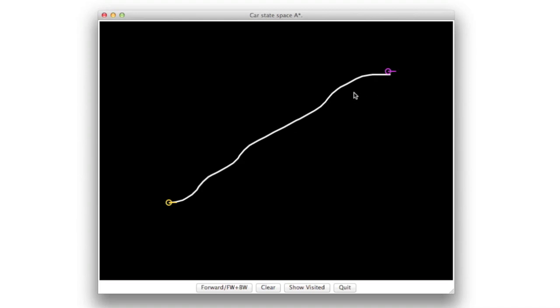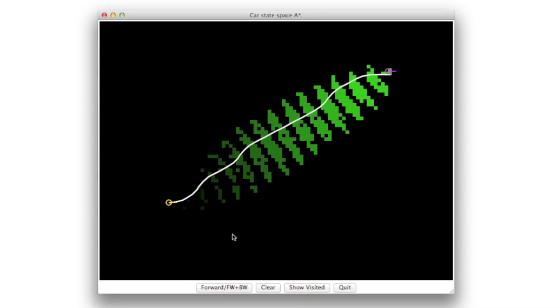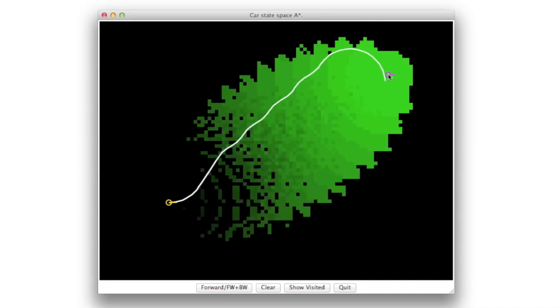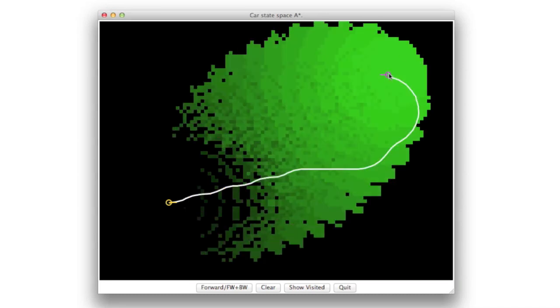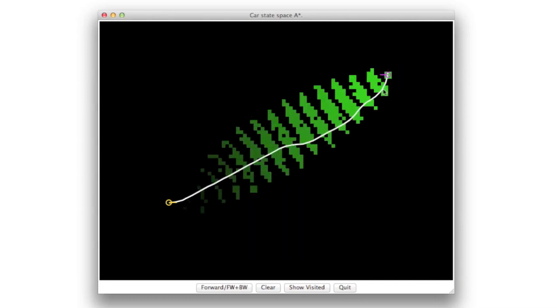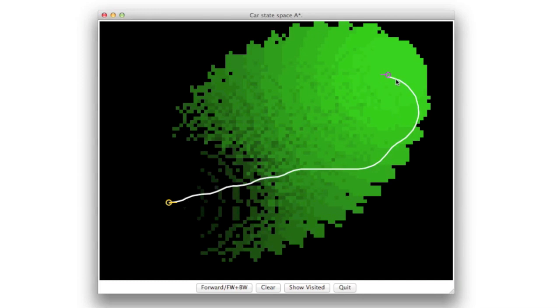So let's have a look at the visited nodes. So again, it visits only a few nodes in this case, and if the orientation is wrong, it visits more nodes, but still much less nodes than it visited earlier.